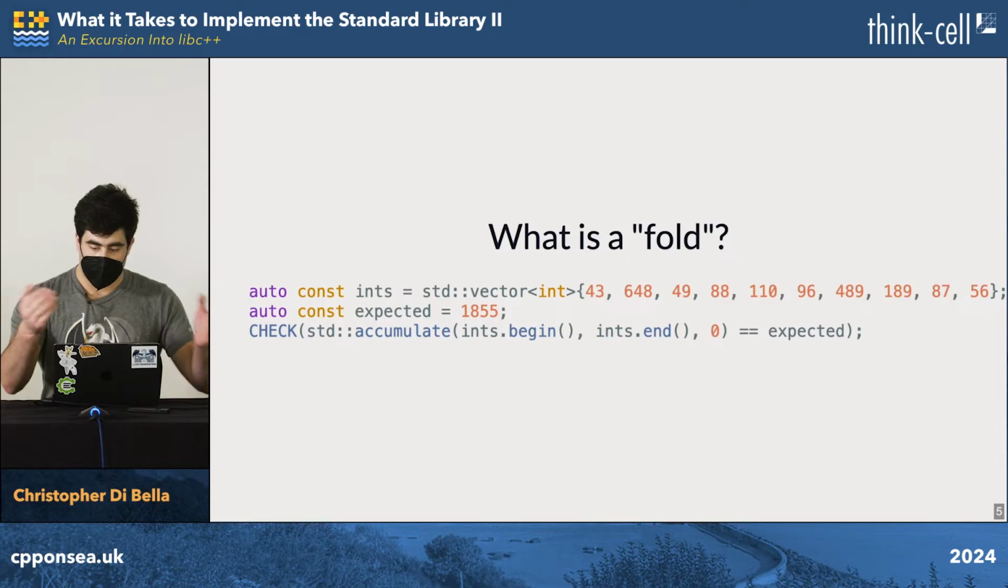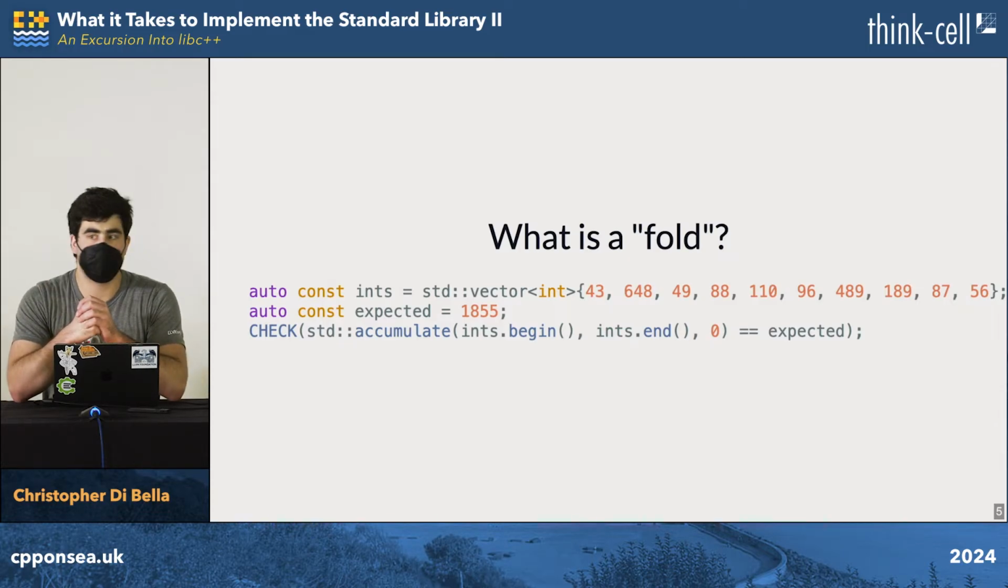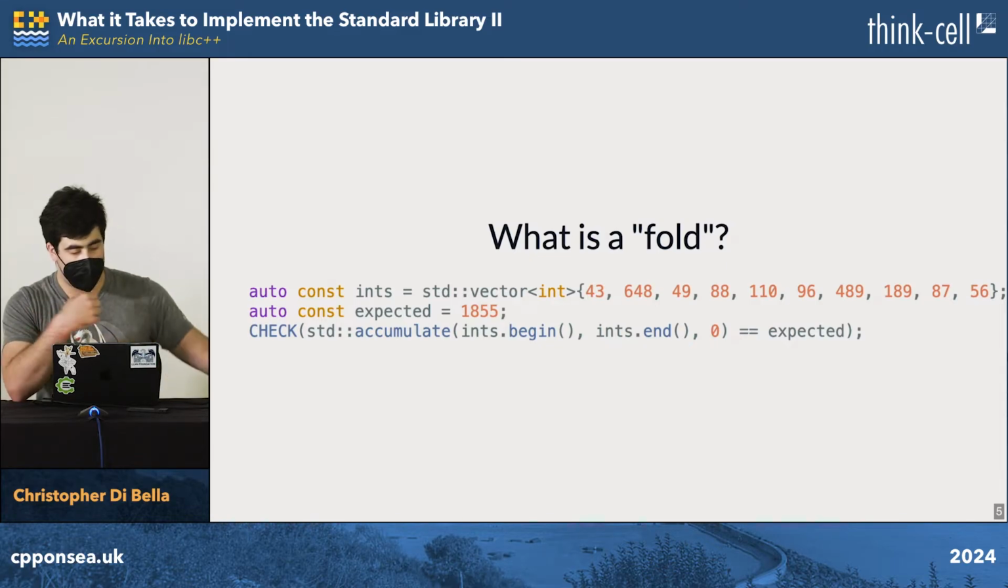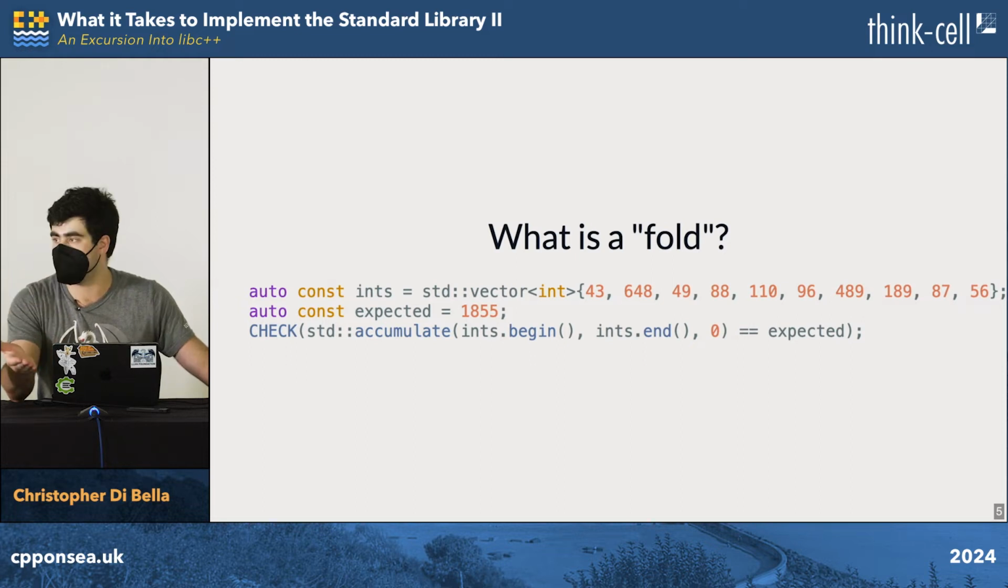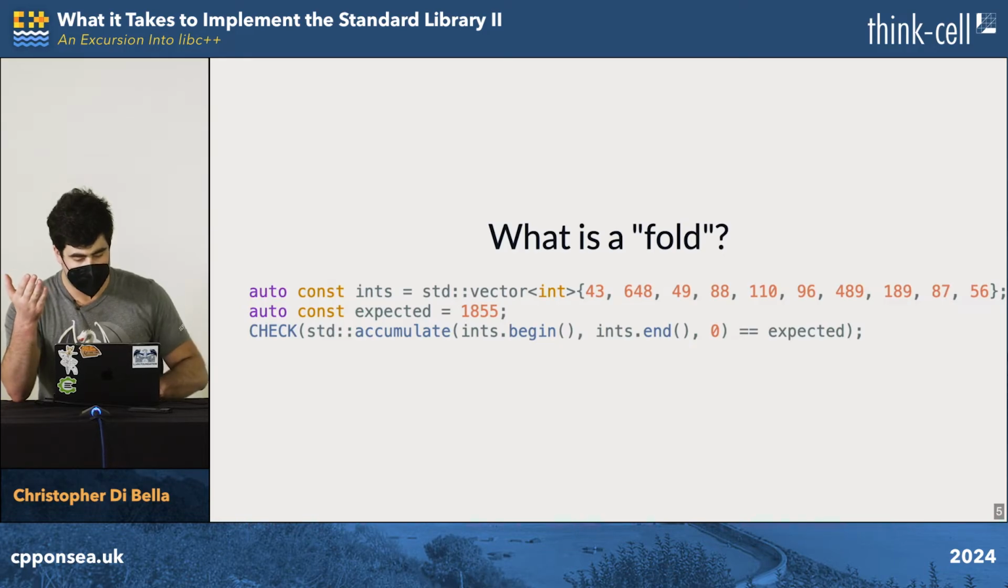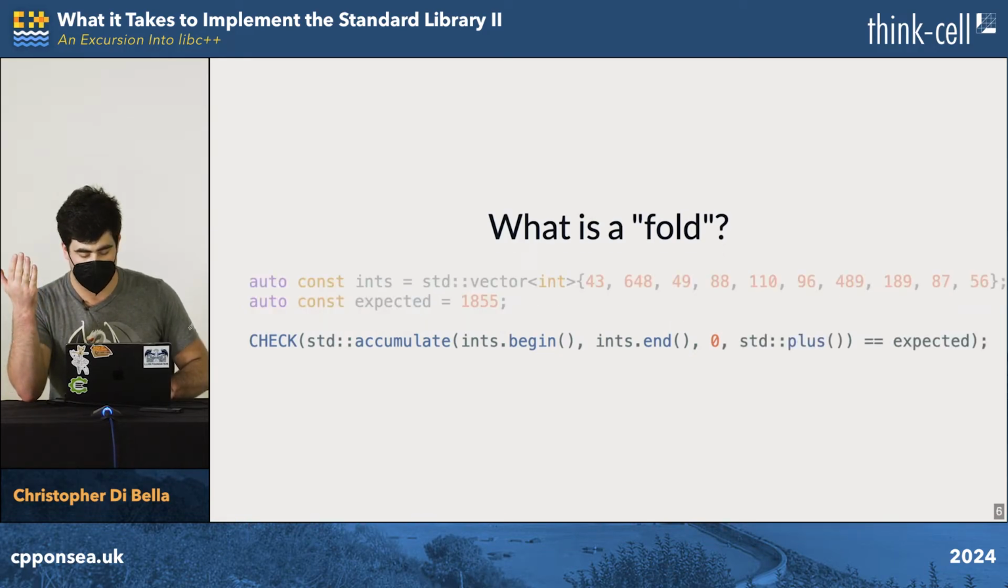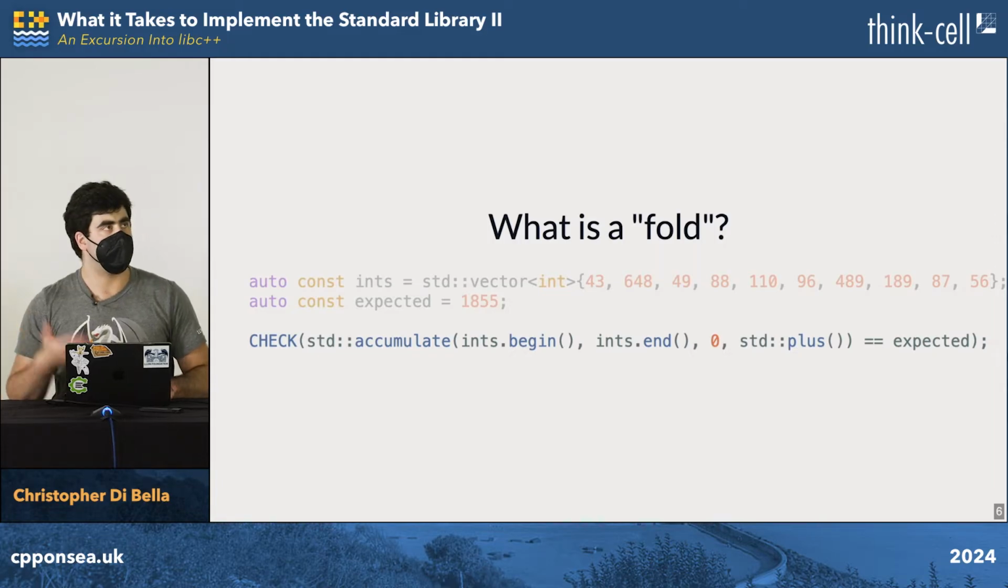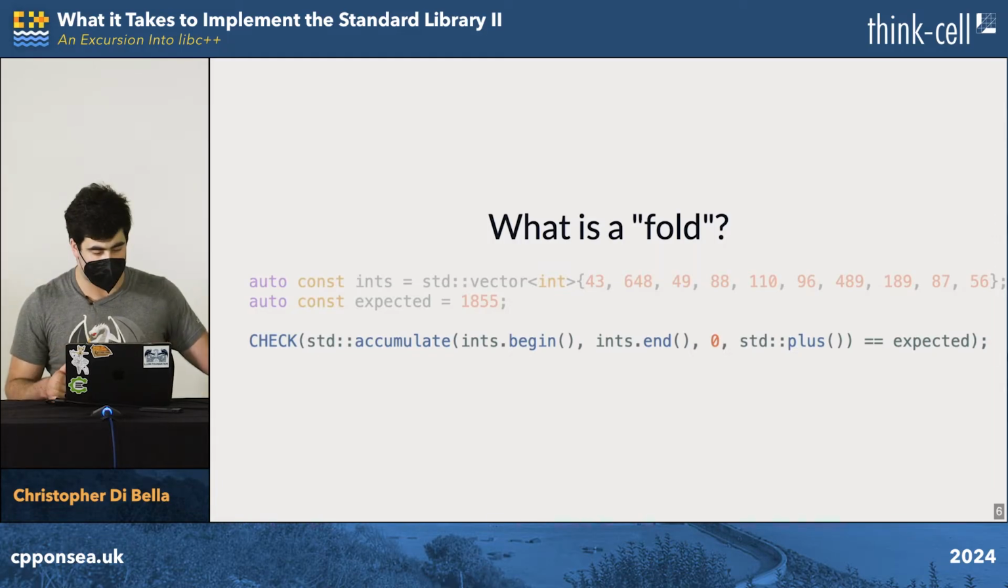So, a fold is essentially condensing a series of elements in a range into a single value. We had std::accumulate back in C++98, and it has lived with us forever. In C++17, I think it is, we got std::reduce, and then in C++23, we got fold_left. We'll talk about that in a second.